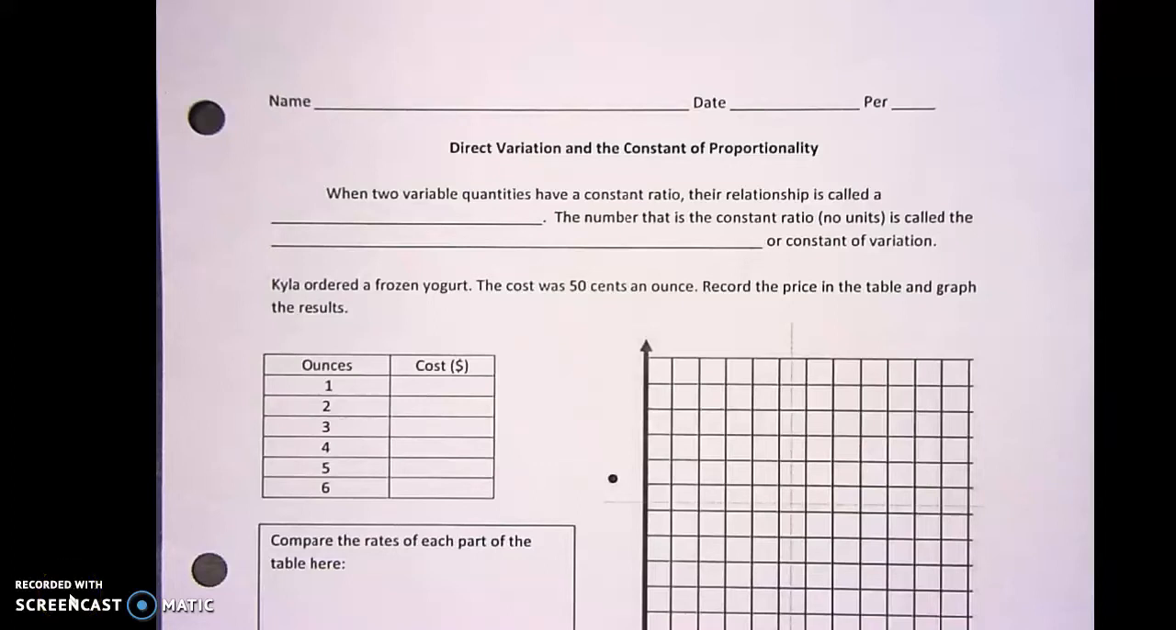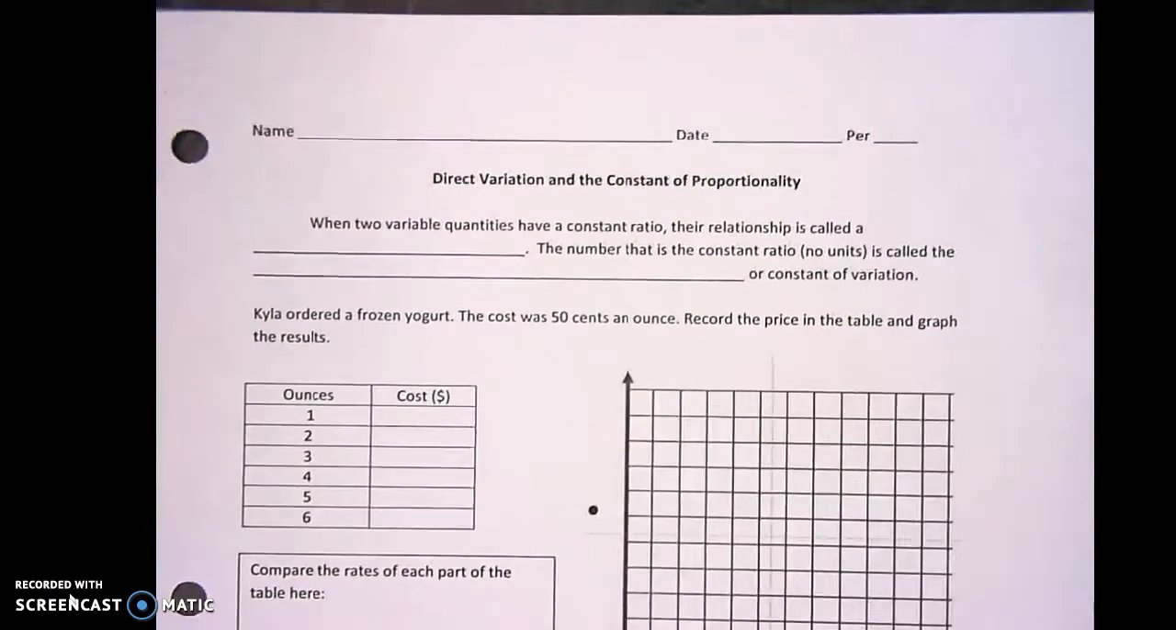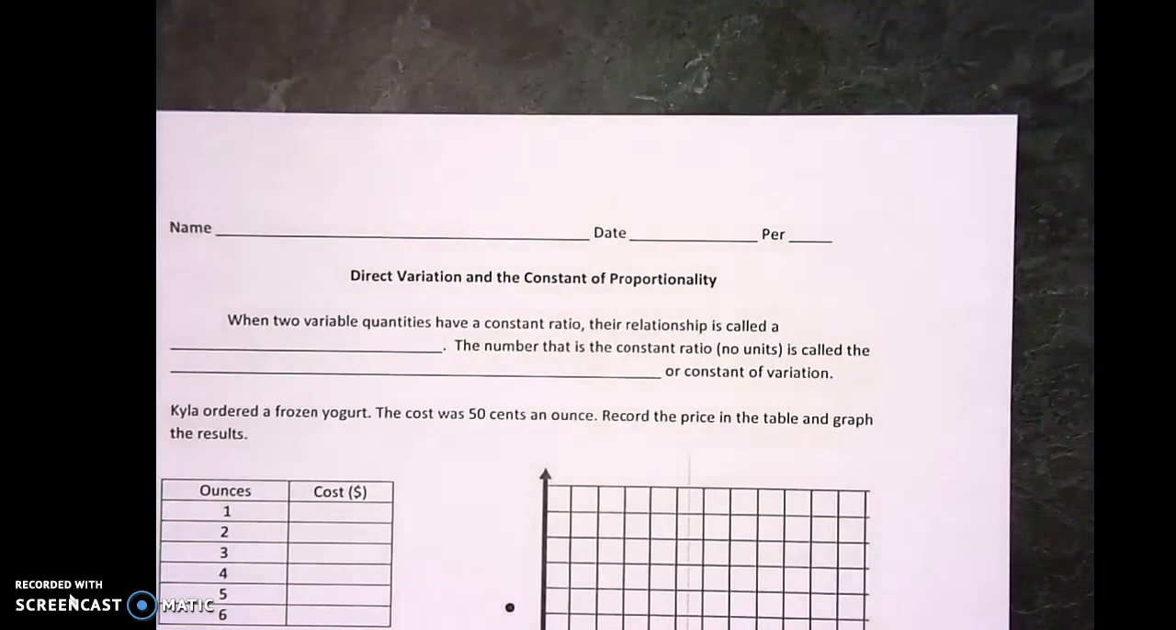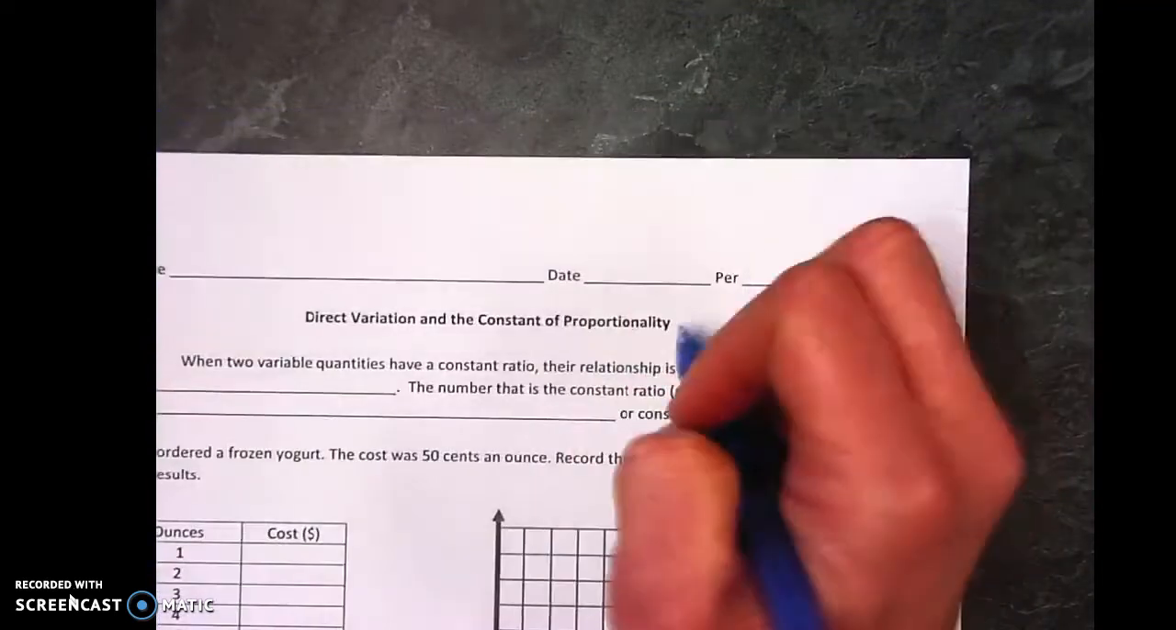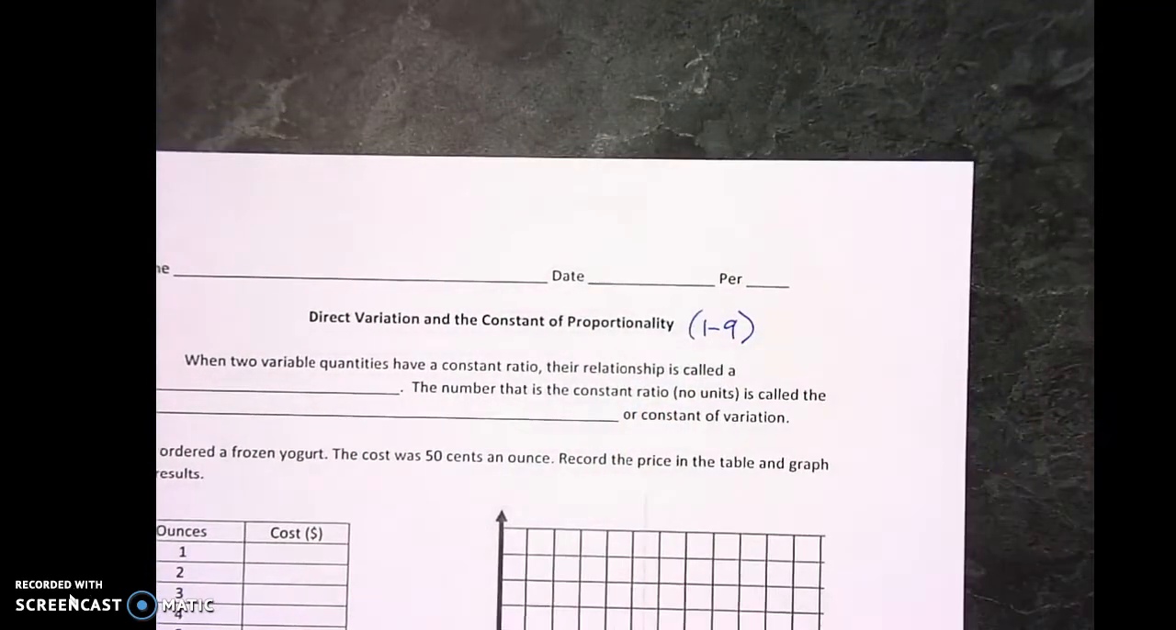Welcome back, everybody. It's been a little while. Tonight we're talking about direct variation and the constant of proportionality. This really goes along with Chapter 1, Section 9, I believe, if you need to refer to there later.